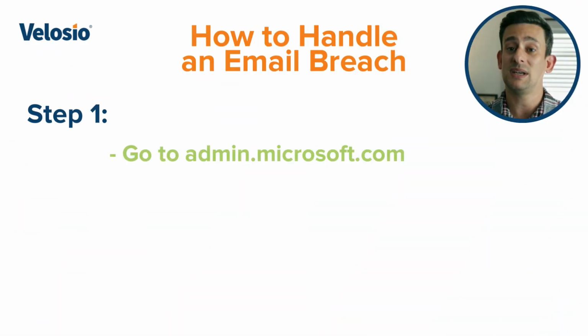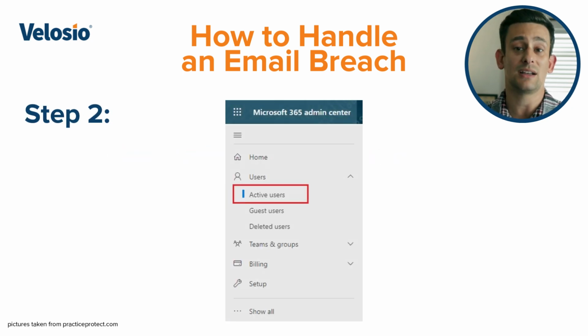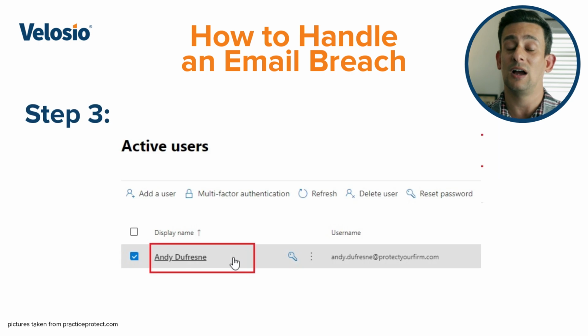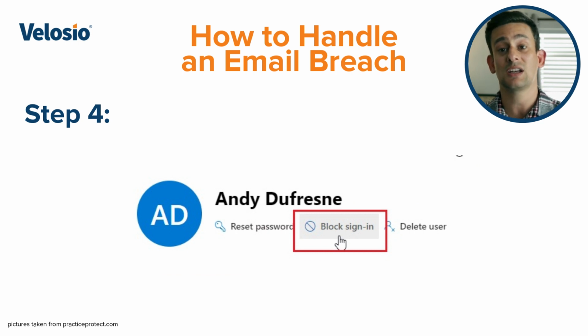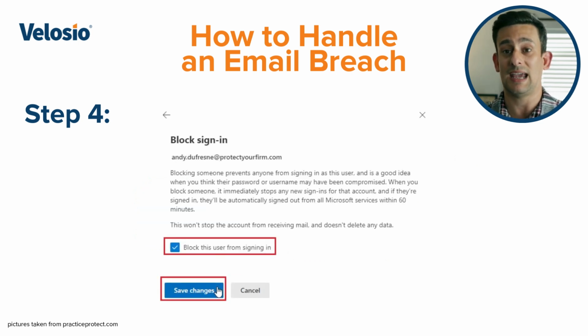First thing you want to do, don't panic. Second thing you're going to want to do is log into the administration website for Microsoft. That is admin.microsoft.com. You're going to go ahead and click on Active Users, and you're going to search for the compromised end user. Once you pull them up, you're going to want to go ahead and block sign-in. This is going to prevent anybody from logging into the account while you make these changes.